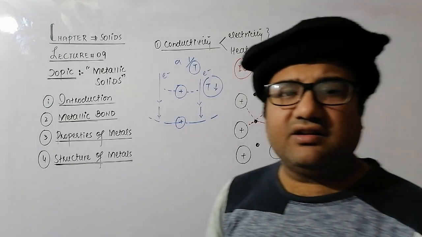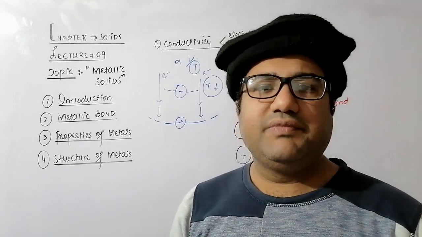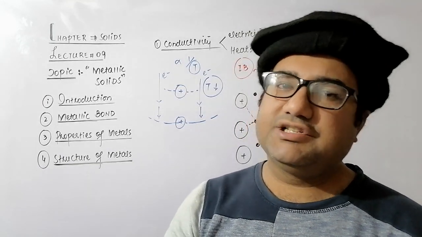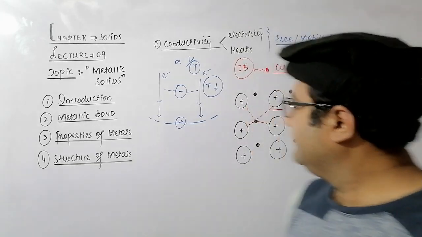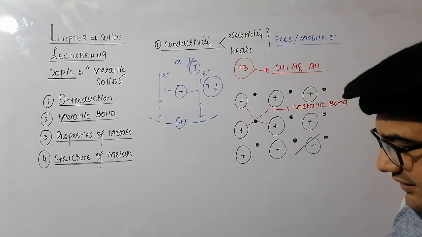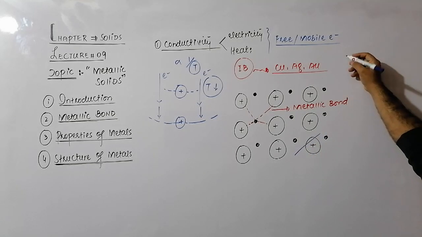Why are they the best conductors of electricity? The reason is because they have a high or greater number of free electrons, especially present in their d orbitals. And what is the order of their electrical conductivity? Again, a very important point.